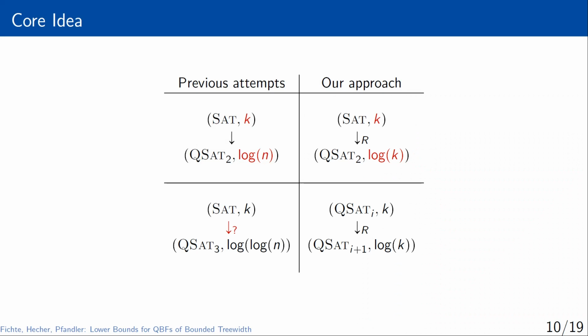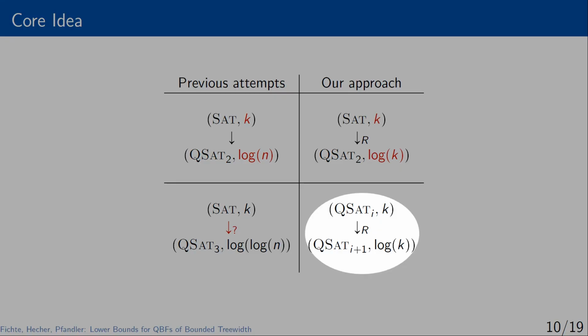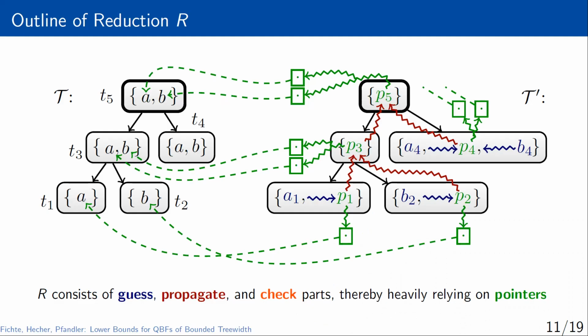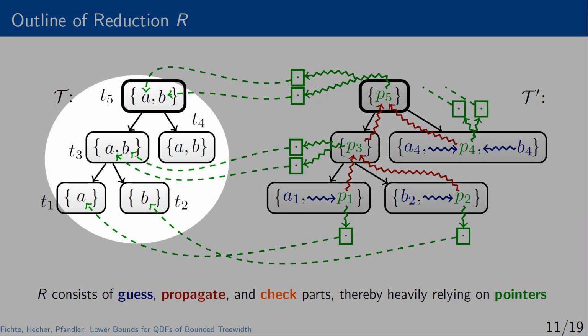And as already mentioned, this idea of guiding the evaluation of the formula along a given tree decomposition, similar to core ideas of dynamic programming, can be easily extended such that we do not start from SAT, but we start from QSAT i and reduce to QSAT i plus 1. Next, we are ready to outline our reduction. Maybe as a disclaimer, this is not, so to say, 100% our reduction. This is, as already mentioned, the outline, and I only want to give main ideas and important ingredients of our reduction.